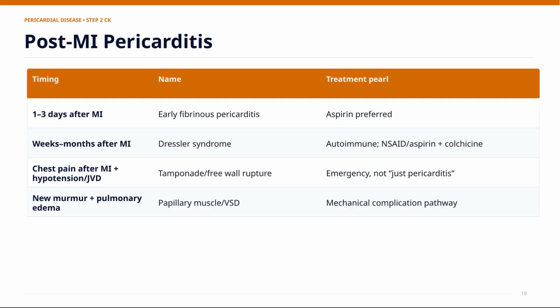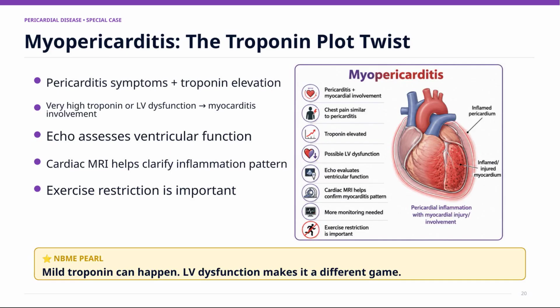Plot twist time. When pericarditis symptoms come with troponin elevation, you might be dealing with myopericarditis. If the troponin is very high, or there's LV dysfunction, that signals real myocardial involvement. Echo assesses ventricular function, and cardiac MRI can clarify the inflammation pattern. Exercise restriction becomes especially important here.